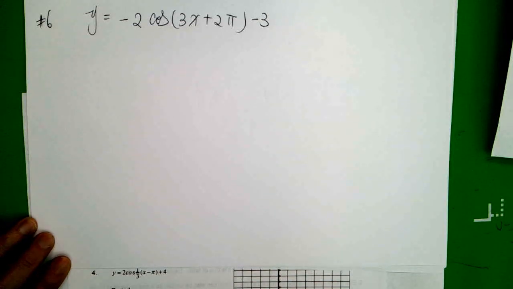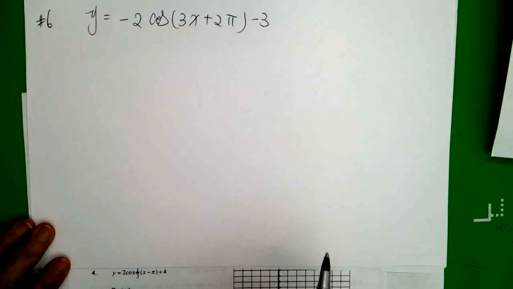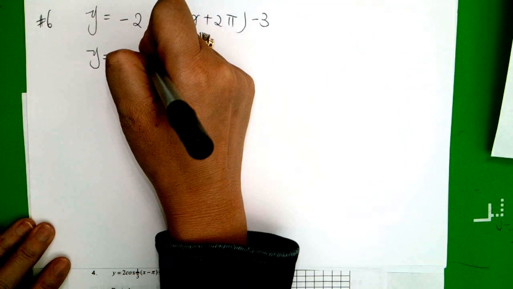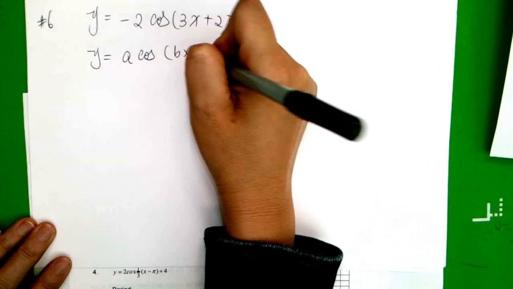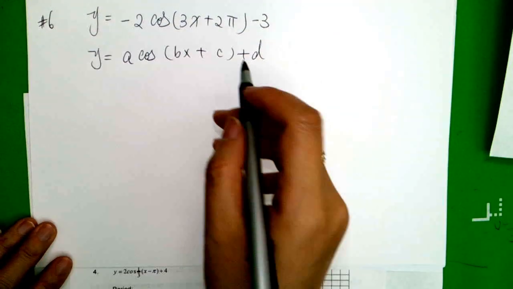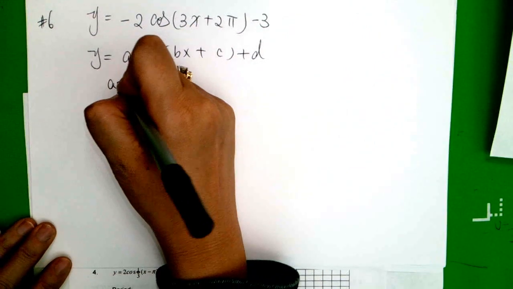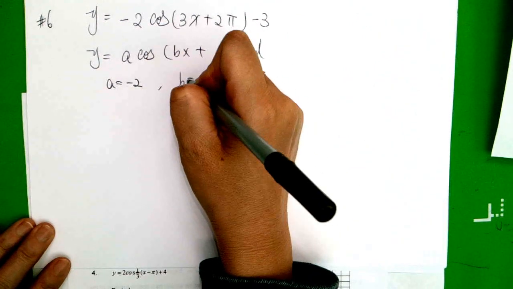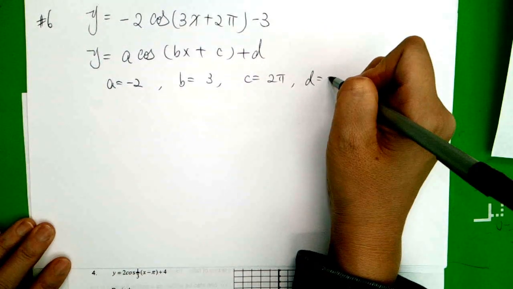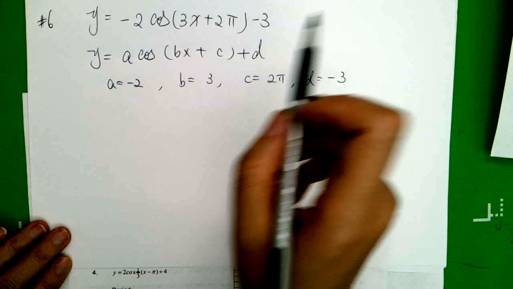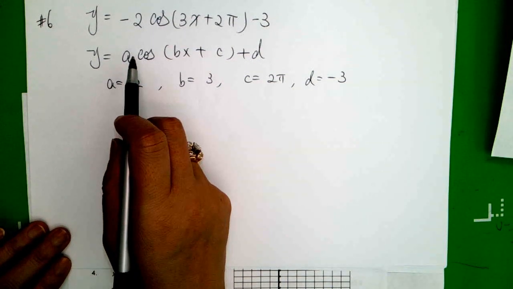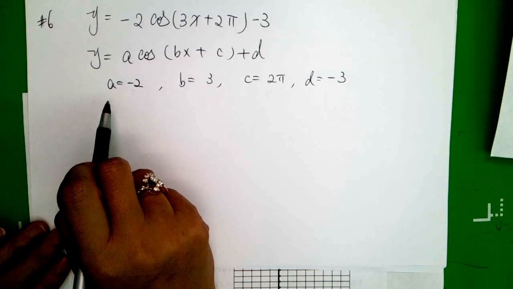All right, before you graph, you should know the basic function looks like this: y equals a cosine(bx plus c) plus d. So for our equation, a equals -2, b equals 3, c equals 2 pi, d equals -3. A equals -2 means vertically stretched by 2, and then you reflect over the center line.